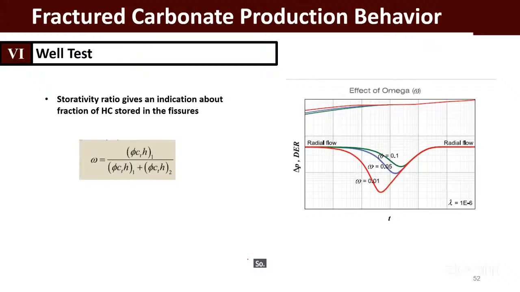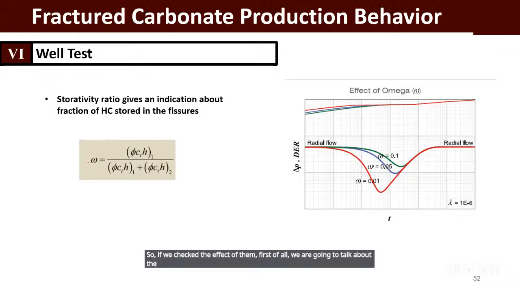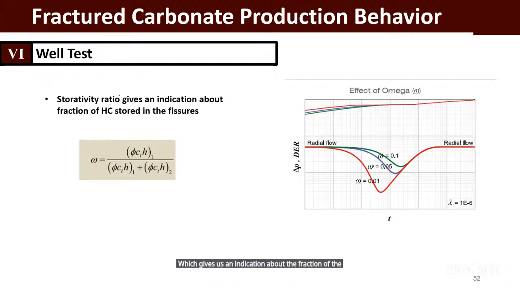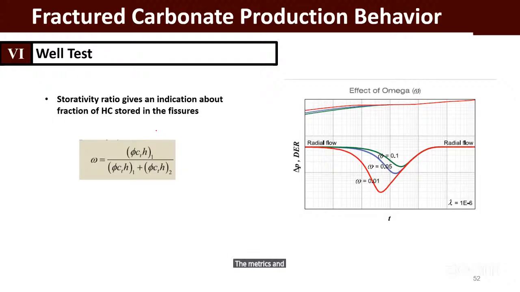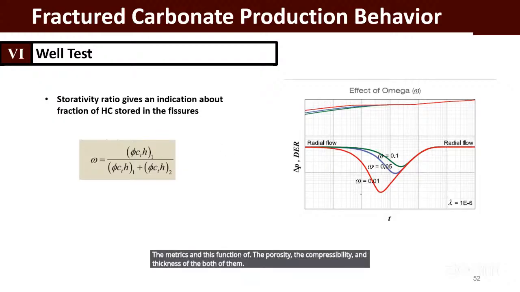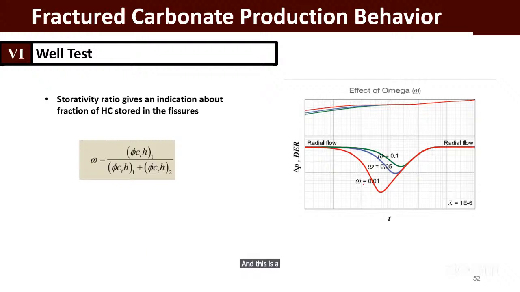So if we check the effect of them, first of all, we are going to talk about the storativity ratio, which is omega. It gives an indication of the fraction of the hydrocarbon or fluid stored in the fissures compared to the matrix, and is a function of the porosity, the compressibility, and the thickness of both of them. And this is the effect of increasing omega. You can see the hump will be increased.